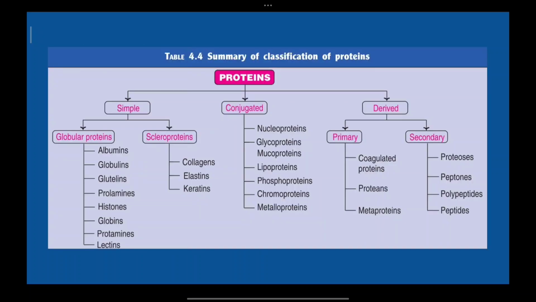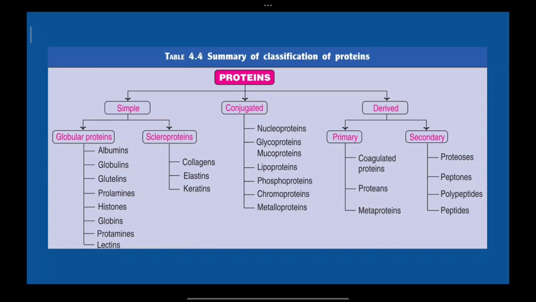Now, here is the summary of the classification of protein. This is a picture taken from the Satyanarayan book on biochemistry. The proteins can be classified based upon various methods, but here we have it based upon the chemical nature of the protein. Here we have simple, conjugated and derived. Simple proteins consist of amino acid groups only, and they do not have any additional group attached to the protein.